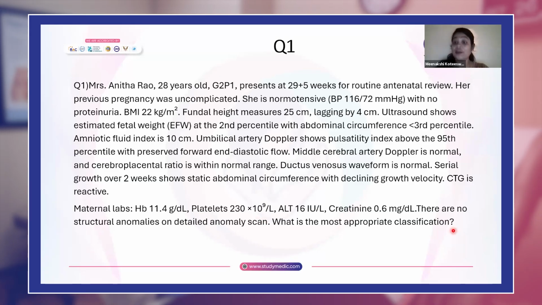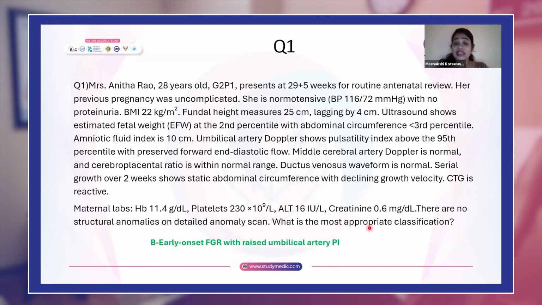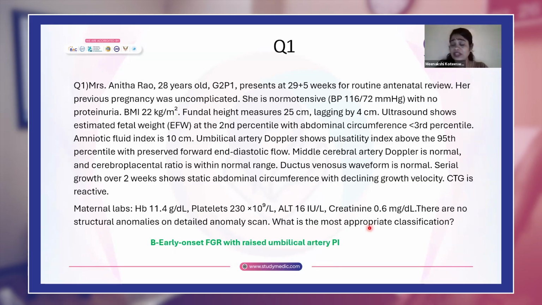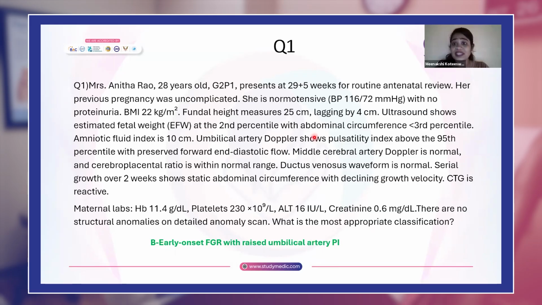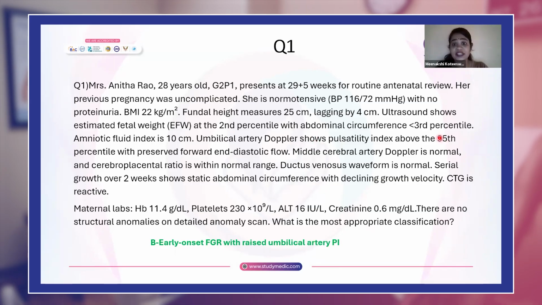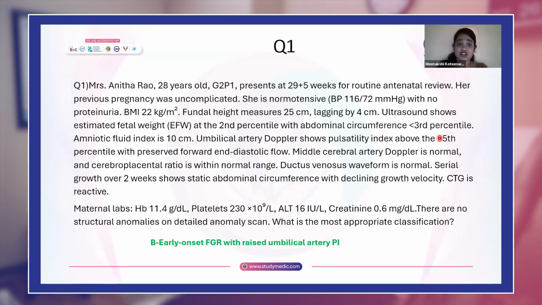Hb is 11.4, platelets are 2.3 lakhs, AST is normal, creatinine is normal, and there are no structural anomalies. What is the most appropriate classification? So in this, you know that the fetal weight is going down to about 2nd centile, right? And also you see the abdominal circumference is less than 3rd centile. Umbilical artery is showing Doppler changes, which is pulsatility index above 95th centile. And since she's under 32 weeks, this comes under early onset FGR.